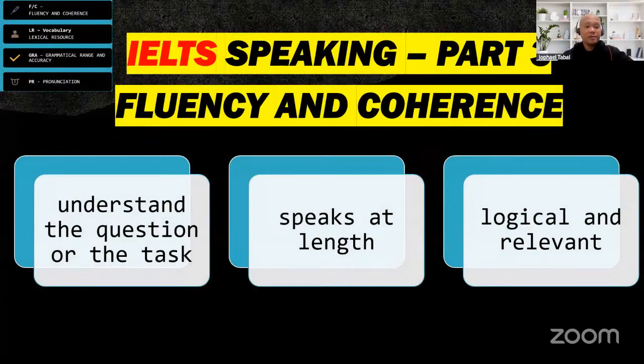So let's check here fluency and coherence, IELTS speaking part 3. So again, fluency and coherence is the first criteria in which the candidate gets an award. Now, there are 3 main things that the candidate must understand to get a band score 7. First of all, understand the question. Number 2, speaks at length. And number 3, the answer must be logical and relevant, okay?